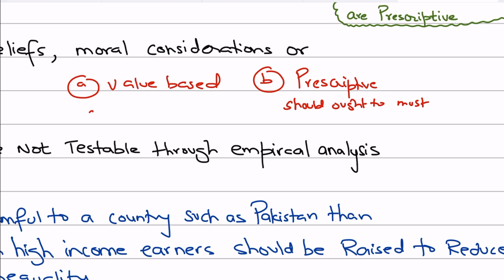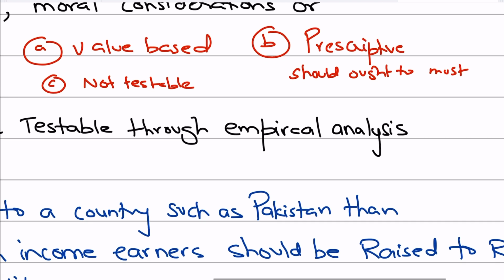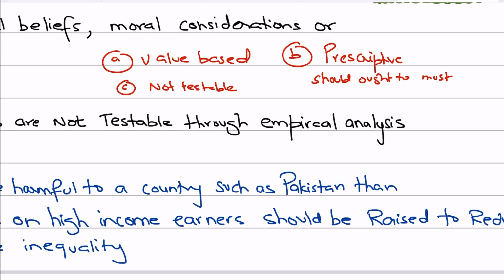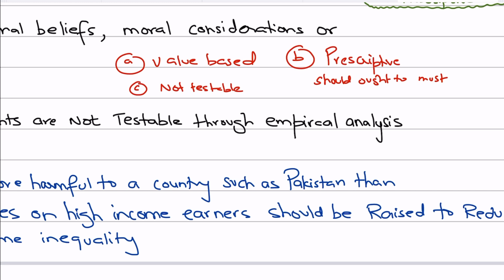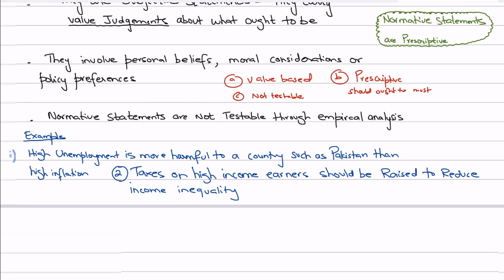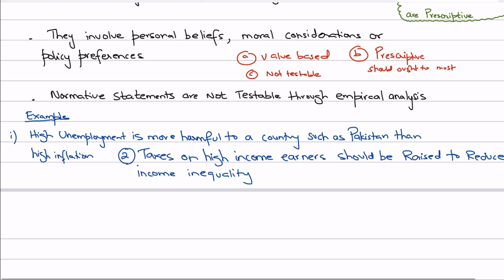And the third is that they are not testable. Unlike positive statements, normative statements cannot be tested or verified by empirical data, right? So normative statements cannot be proven true or false. Why? Because obviously they reflect opinions or ideals rather than factual observations, right? So, for example, if you look at a few statements that I've written, I've written over here, high unemployment is more harmful to a country such as Pakistan than high inflation, right?